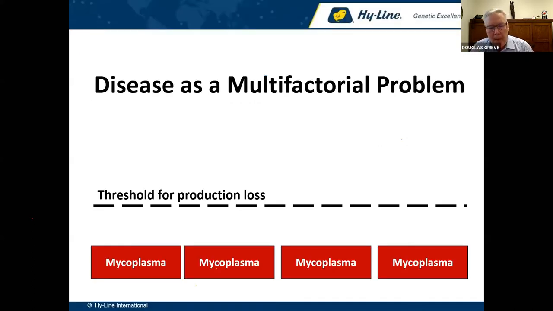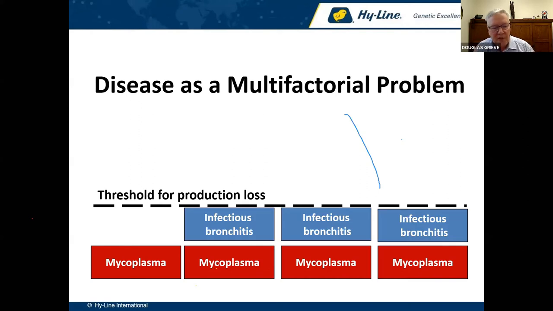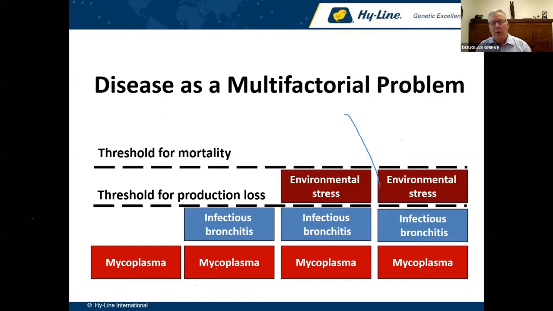So my take-home message for you with mycoplasma is keep in mind that it's difficult to diagnose mycoplasma. It's sometimes occurring in flocks, but not causing any clinical signs. But when we combine them with these other pathogens, for example, infectious bronchitis, now we're reaching the threshold where we are going to see significant egg drops, significant loss of money due to that.